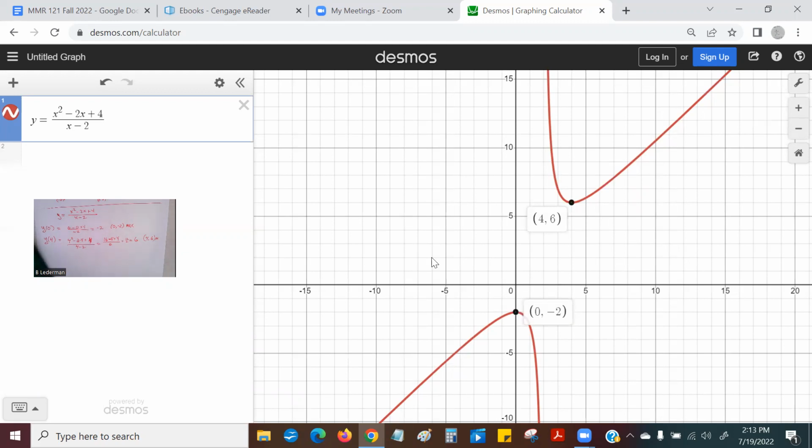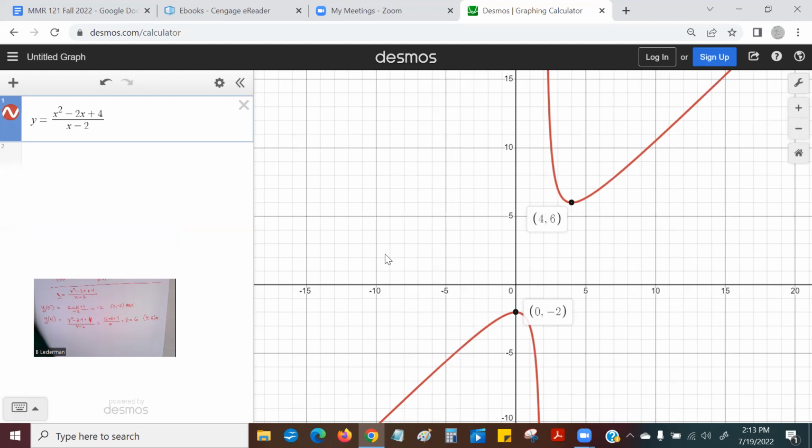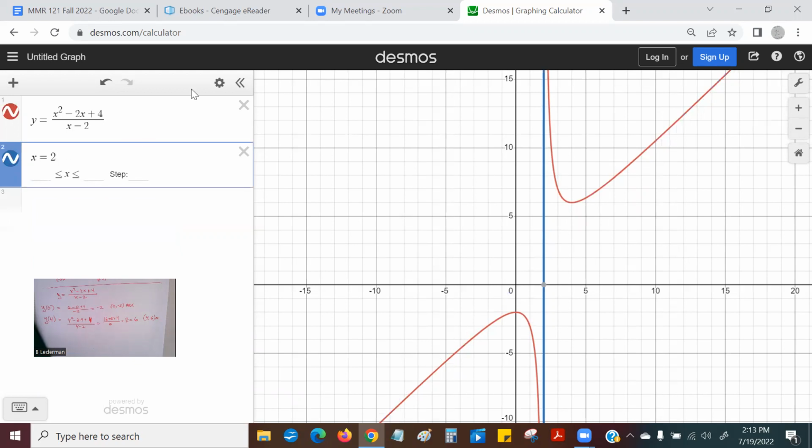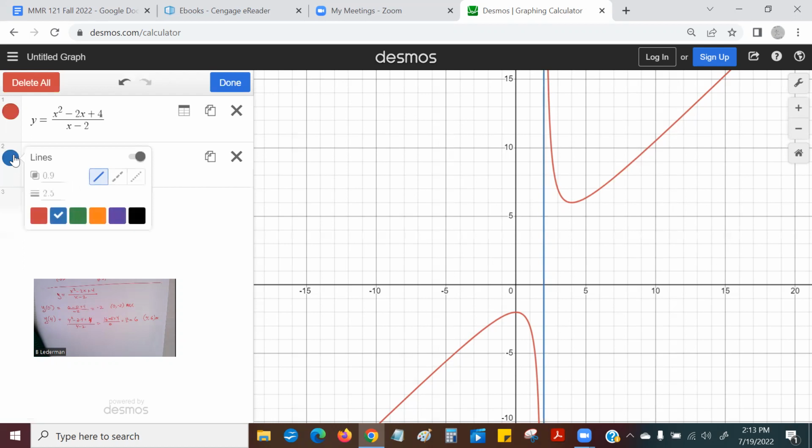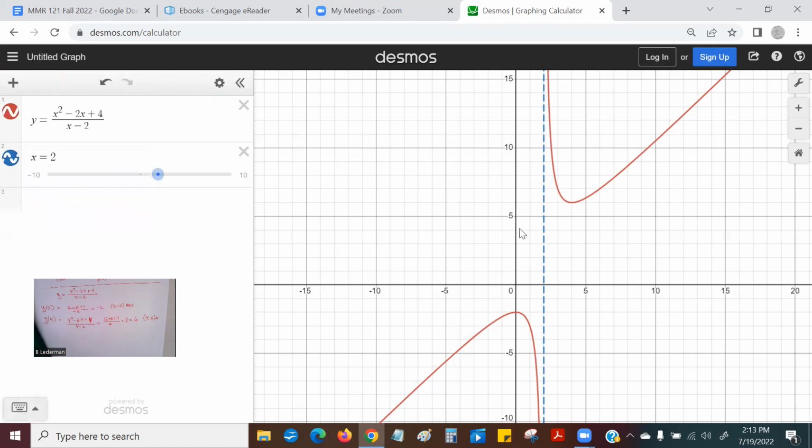I'm going to draw a dotted line here for the asymptote of x equals 2. So we're going to draw x equals 2, but I'm going to make it a dotted line. And there we go. And that's our vertical asymptote. There was no horizontal asymptote.